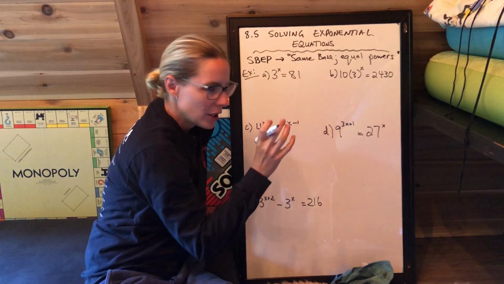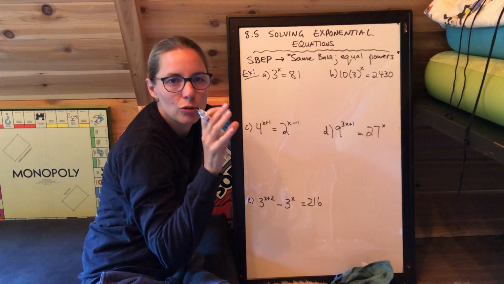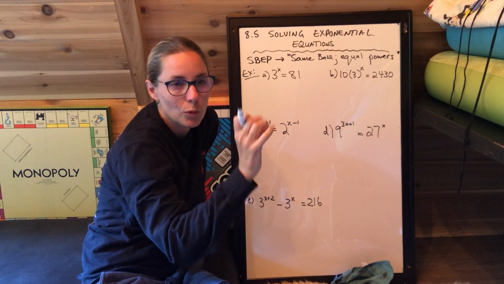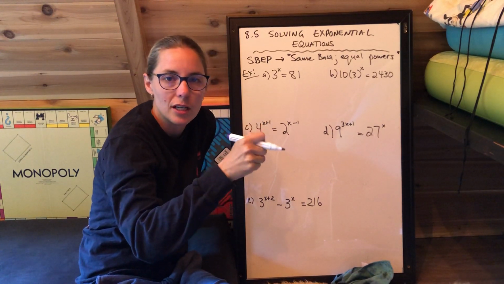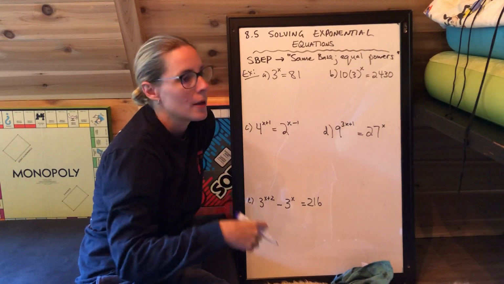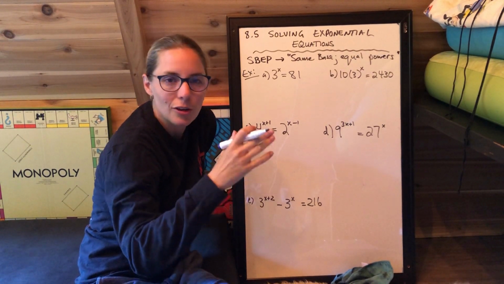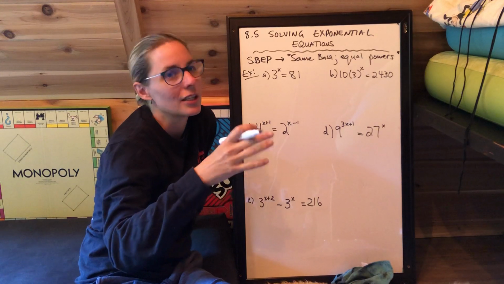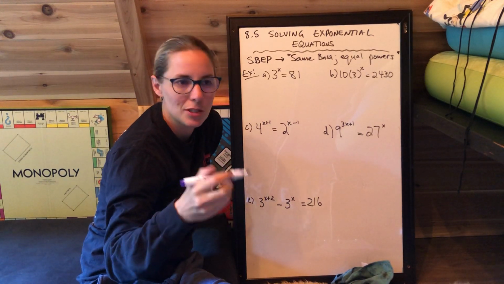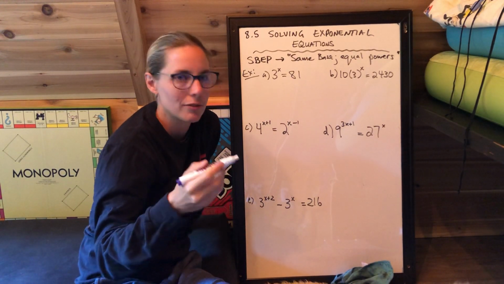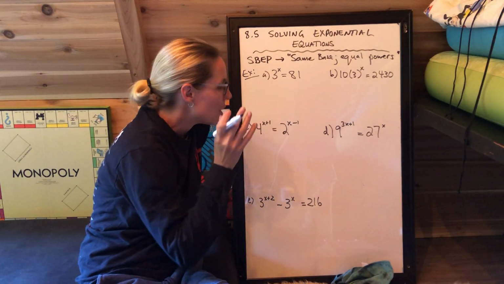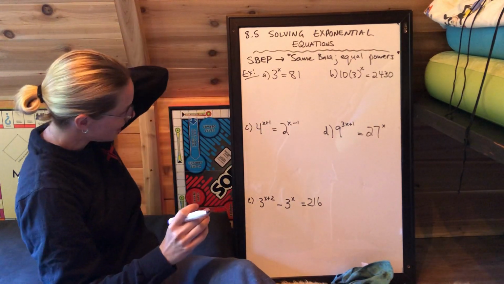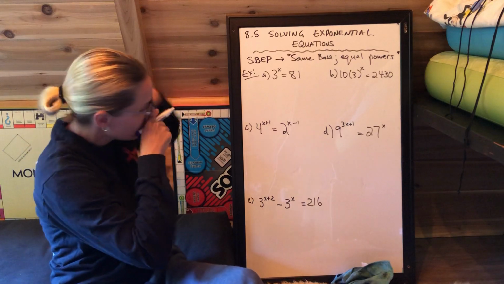So in grade 11, when I taught it, I talked about group numbers. Group 2 numbers, or base 2 numbers, are 2, 4, 8, 16, 32, 64. Base 3 numbers are 3, 9, 27, 81, 243, etc. Base 5: 5, 25, 125, 625. And when you see those numbers, you should recognize them as their base number to see if you can equate.